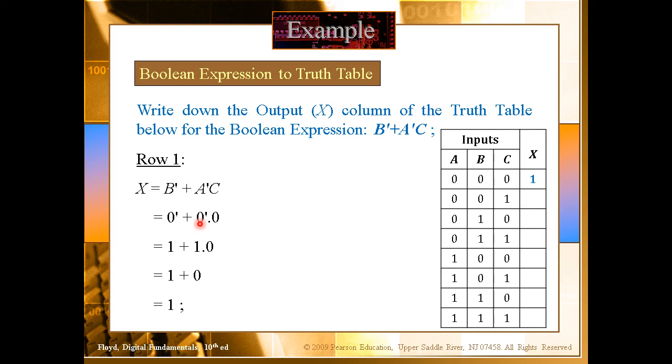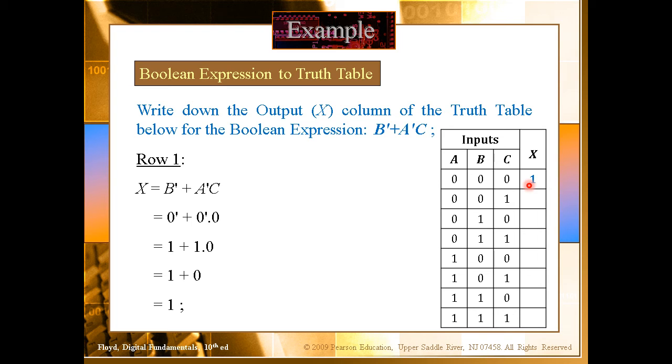We already tried it. So once you evaluate it, it's a 0 prime, that makes it 1. 0 prime here, that makes it 1. 1 dot 0, AND operation, gives you 0. And then 1 plus 0, this is an OR operation, gives you high. And that's why I actually wrote the blue one here, right? Because once I evaluate it, I know that this row will have 1 at the output.